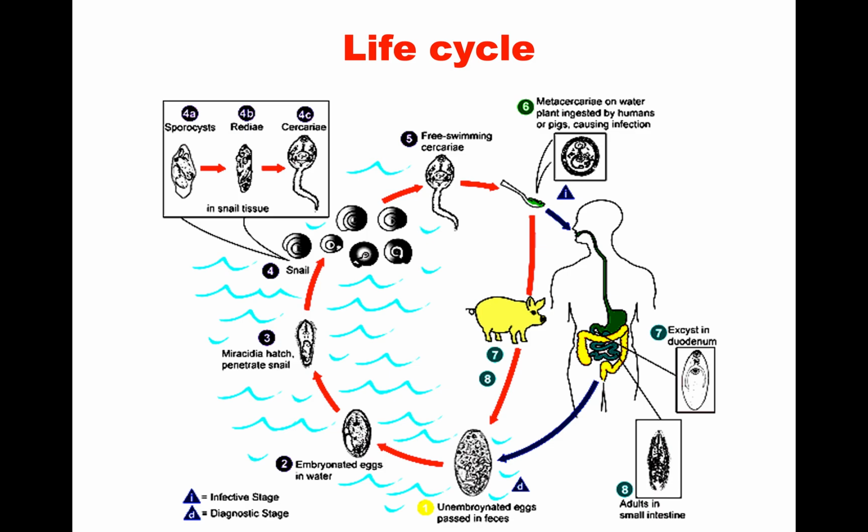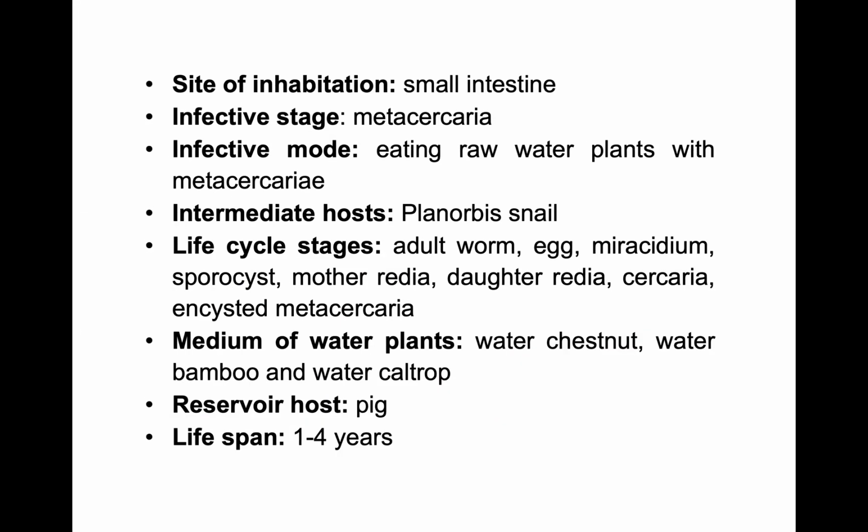With the cercaria stage, they are free living in the water, and then they attach onto the water plants. And if people get the water plants and eat them raw, or pigs eat them raw, then there's infection. So key points for the life cycle. The residing site is the small intestine, the infective stage is the metacercaria, and the infective mode is eating raw water plants with metacercaria.